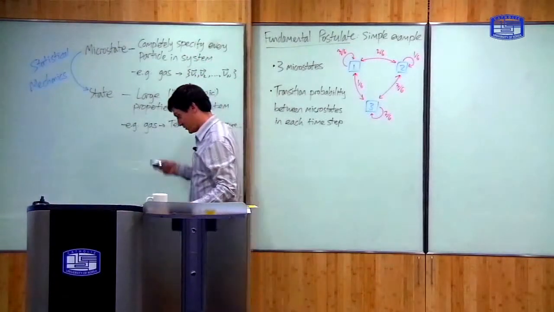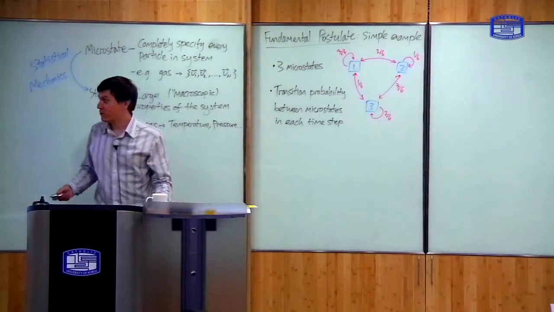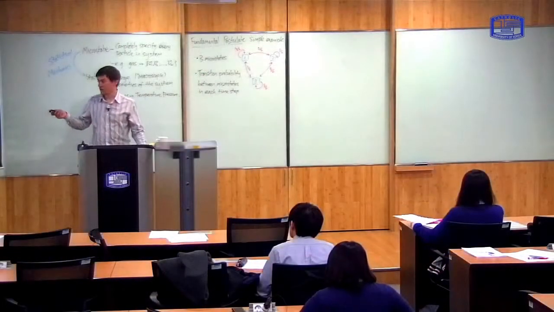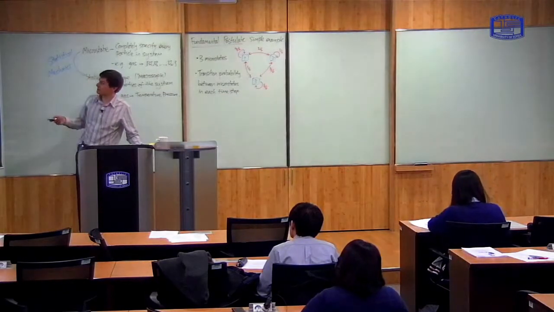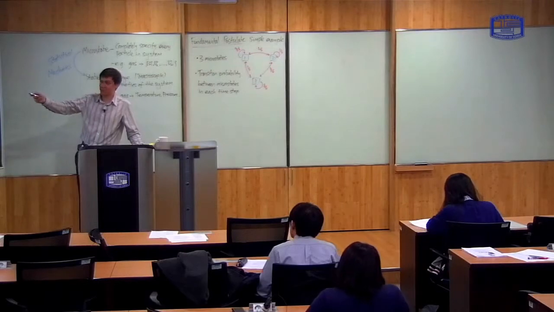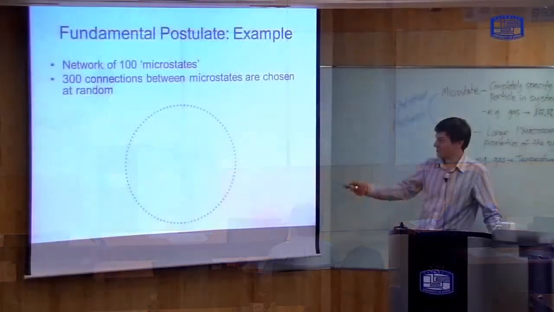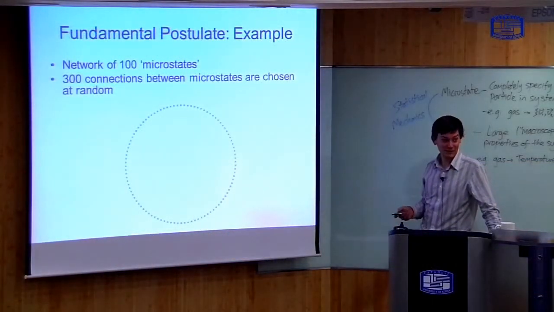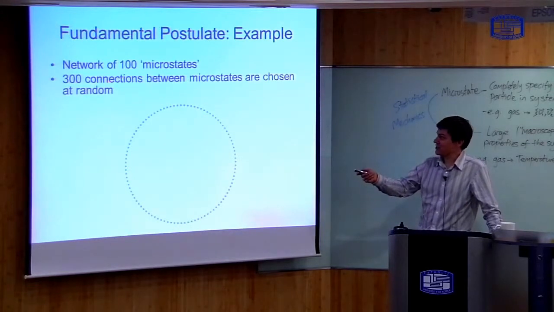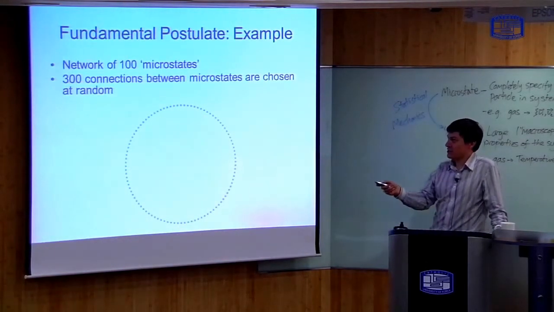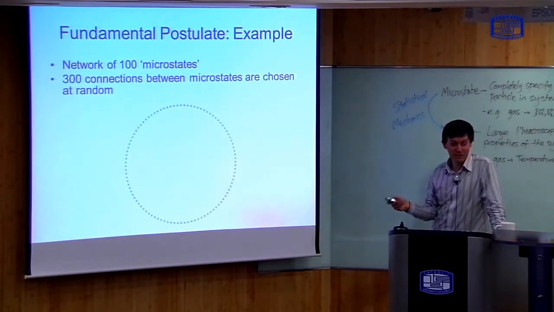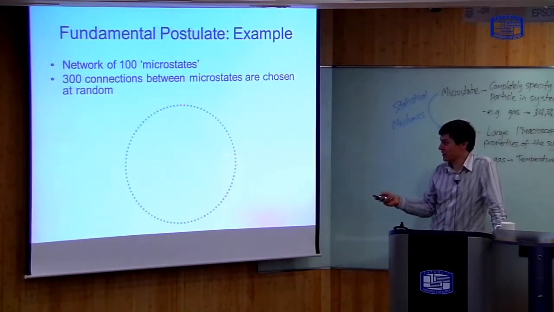So I now want to show you a PowerPoint presentation where I do the same kind of thing, but on a very large scale system. So here in this slide, you can see there were 100 microstates, and I've arranged them in a circle just for clarity. So these are 100 microstates, and I get the computer to, at random, make 300 connections between them. So I get the computer at random to choose 2 microstates and draw a line between them.